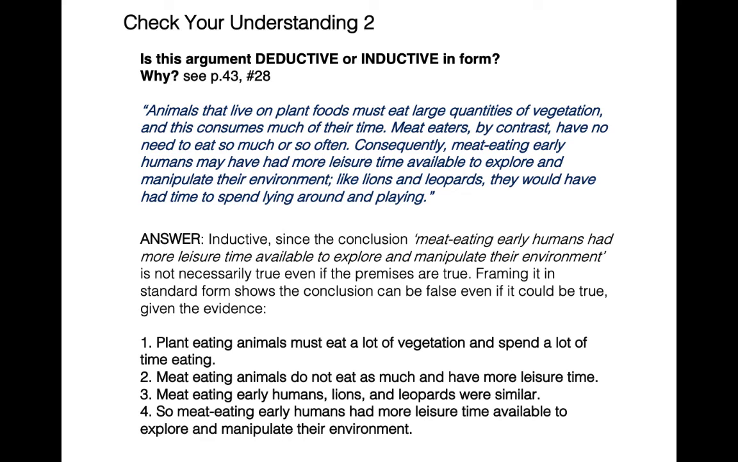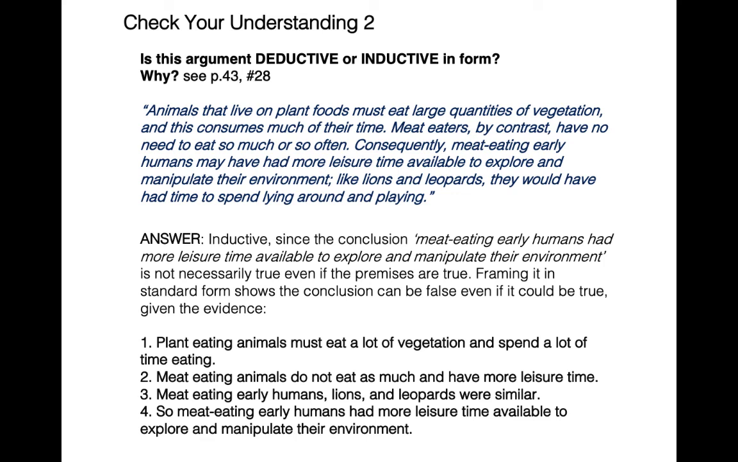Animals that live on plant foods must eat large quantities of vegetation, and this consumes much of their time. Meat eaters, by contrast, have no need to eat so much or so often. Consequently, meat-eating early humans may have had more leisure time available to explore and manipulate their environment. Like lions and leopards, they would have had time to spend lying around and playing.